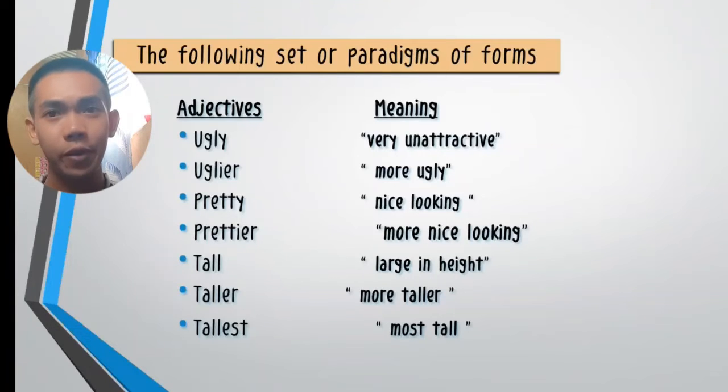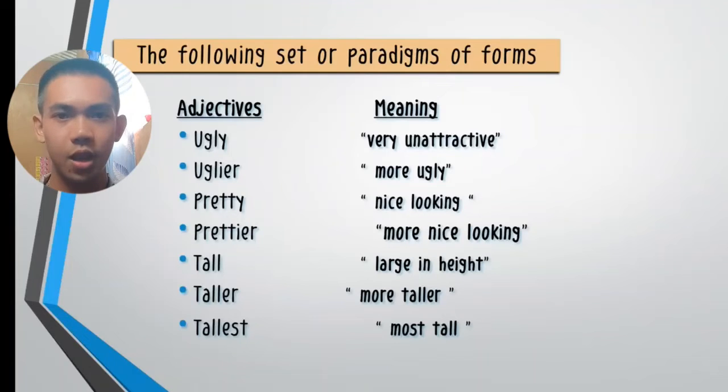For example, adjective and its meaning. The adjective ugly means very unattractive. Uglier means more ugly, and ugliest means most ugly. Moreover, the adjective pretty means nice looking, prettier means more nice looking, and prettiest means most nice looking. The adjective tall means large in height. Taller means more tall, and tallest means most tall.